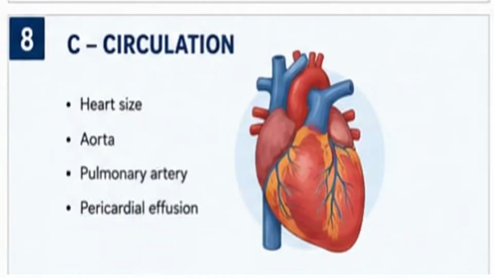Now, assess the cardiovascular structures. Check the heart size, the aorta, the pulmonary arteries, and look for any pericardial effusion. Enlargement of the pulmonary artery may suggest pulmonary hypertension.